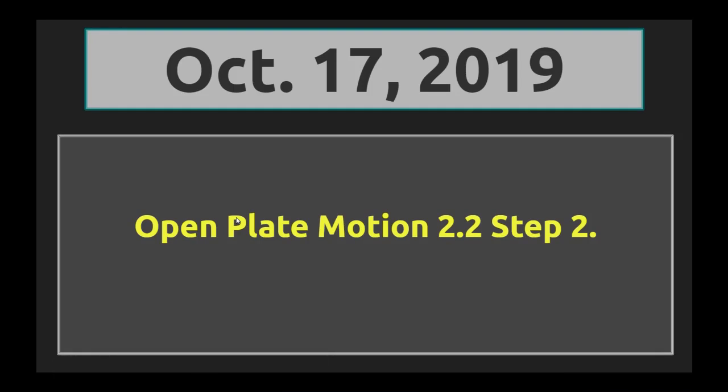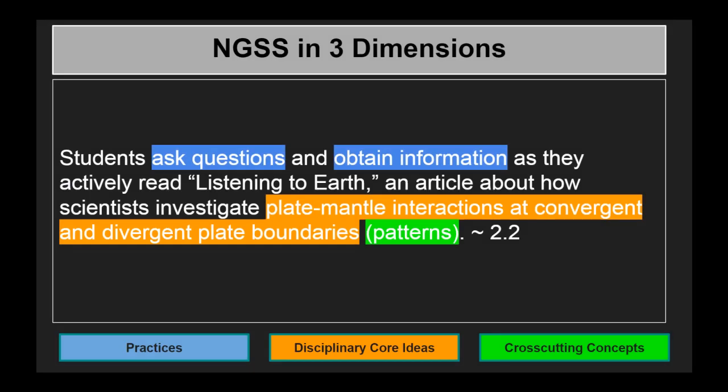Thursday, October 17th. So we're going to open plate motion 2.2, step 2, because we did the warm-up yesterday. We're going to be asking questions and obtaining information by actively reading the Listening to Earth article. We investigate plate-mantle interactions at convergent-divergent boundaries.